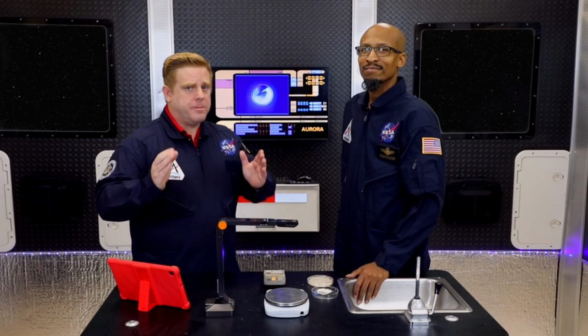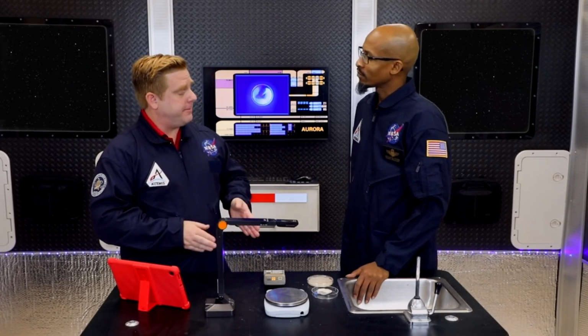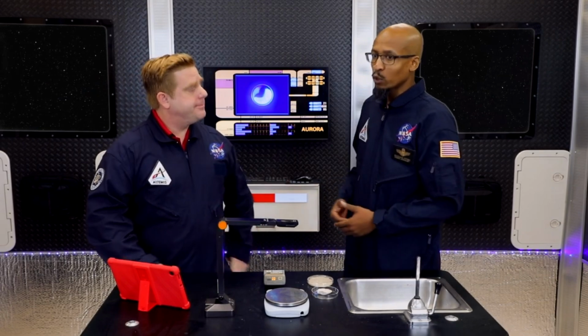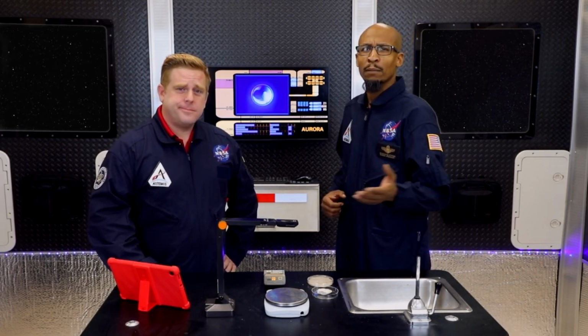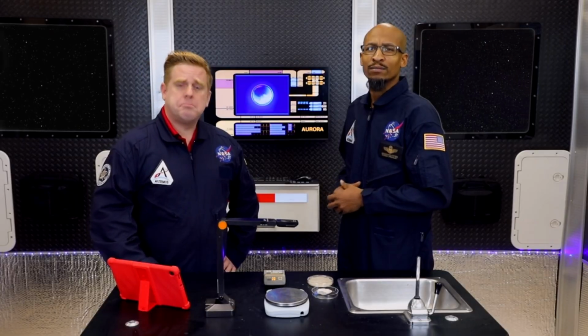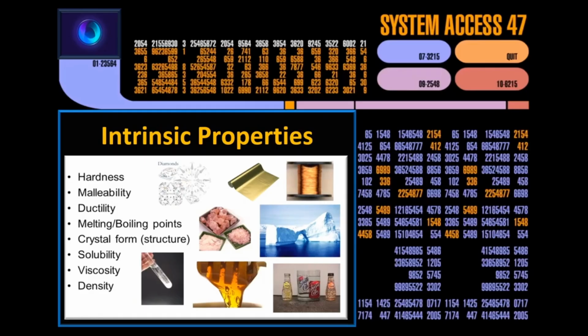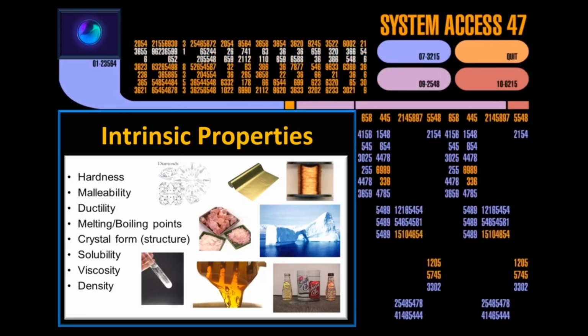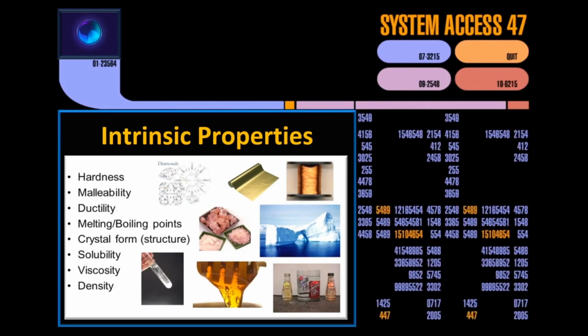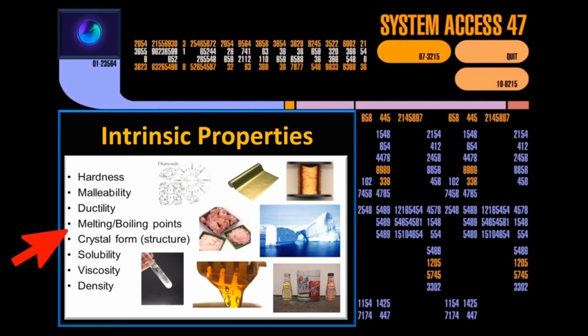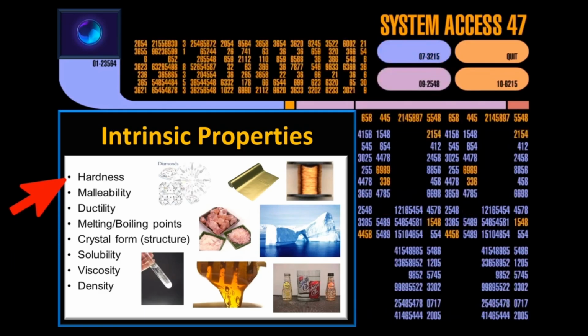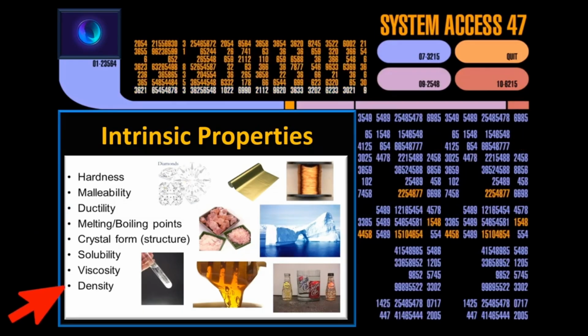Thank you, Aurora. So, Professor Keechler, which properties do you want to look at first? Well, I suggest we look at the most common properties. Aurora, start a subfile for classifying the intrinsic properties of the soil sample from the moon Io. Processing. Creating an intrinsic property file for sample 1, which will include the most common intrinsic properties, which are melting point, boiling point, hardness, malleability, and density.